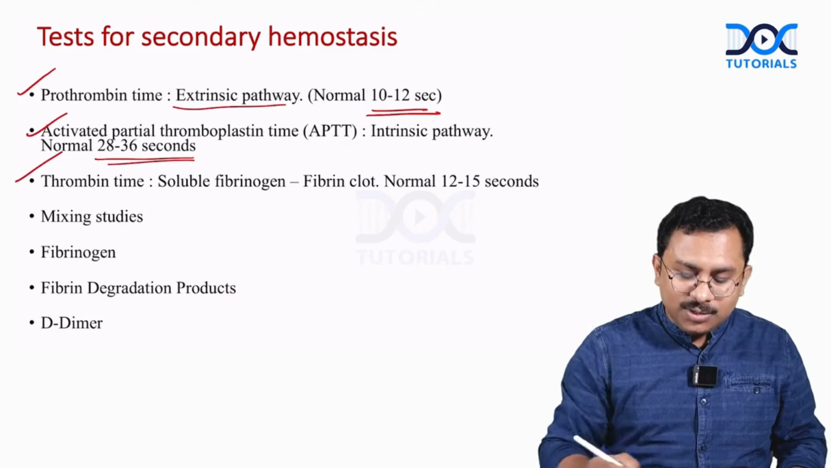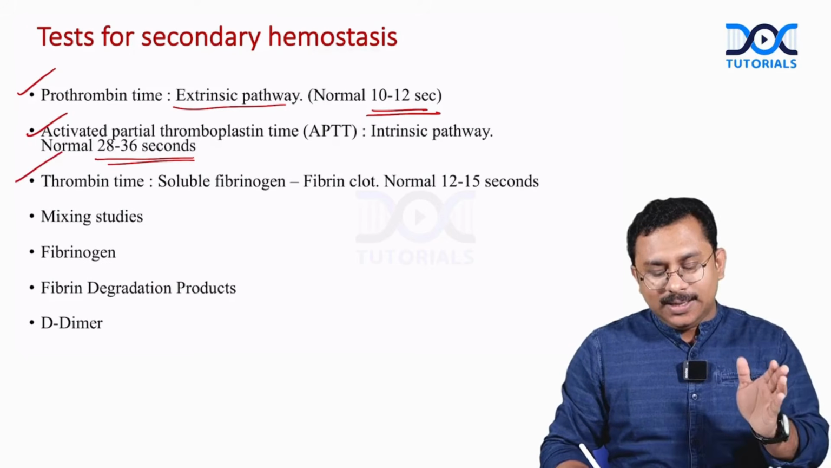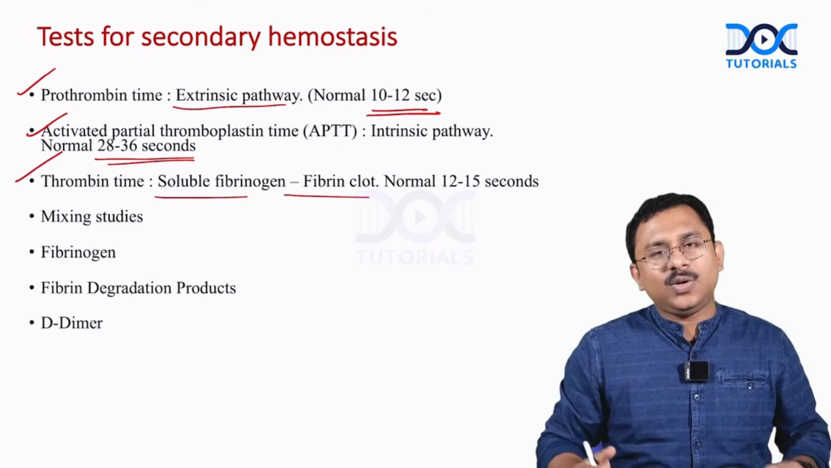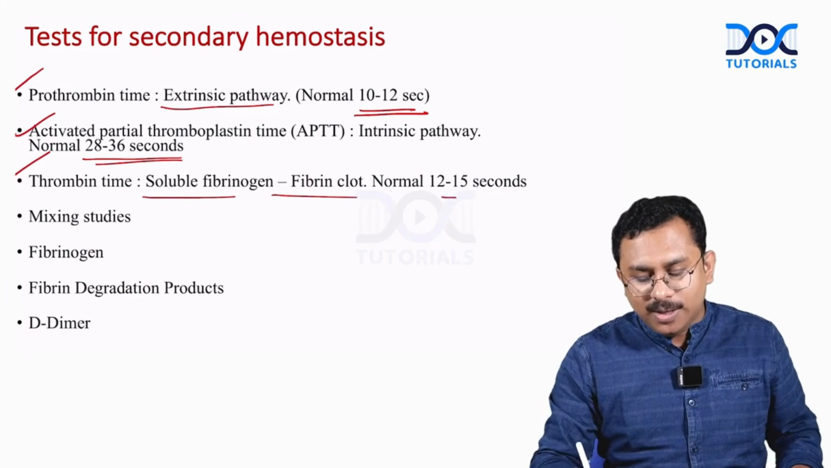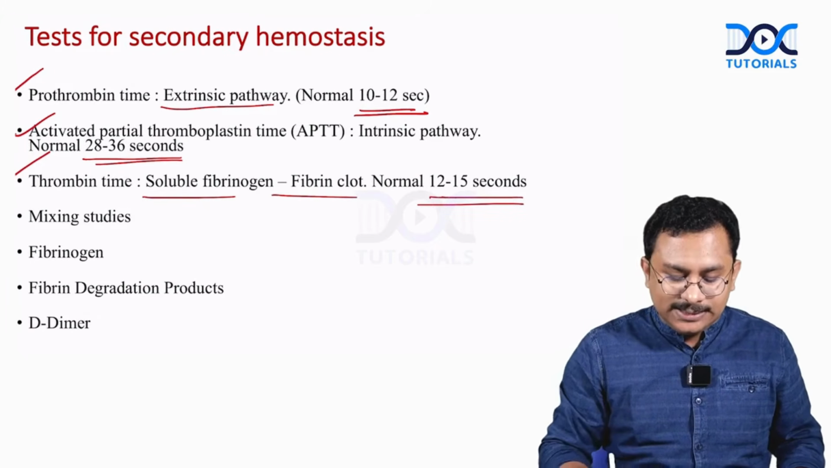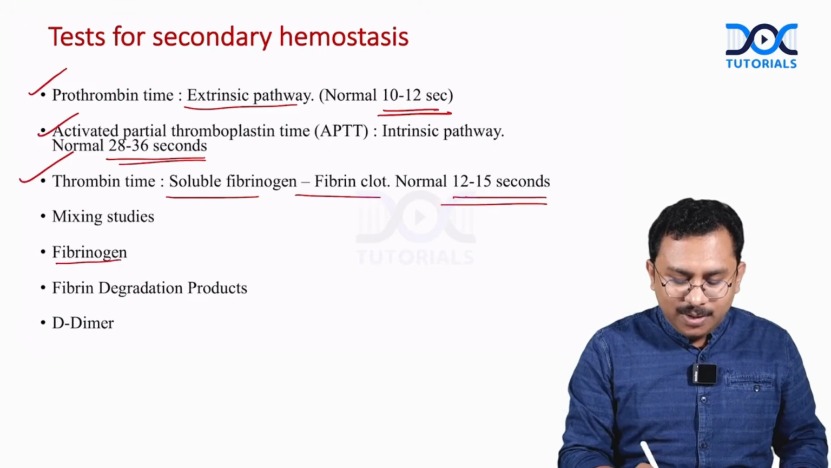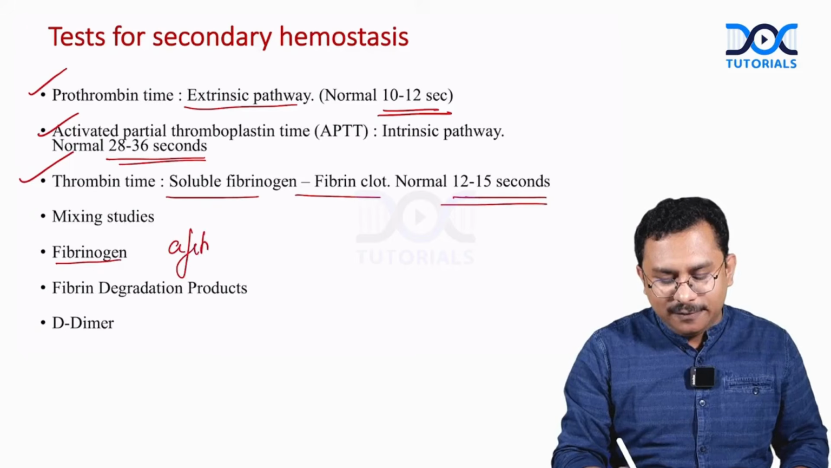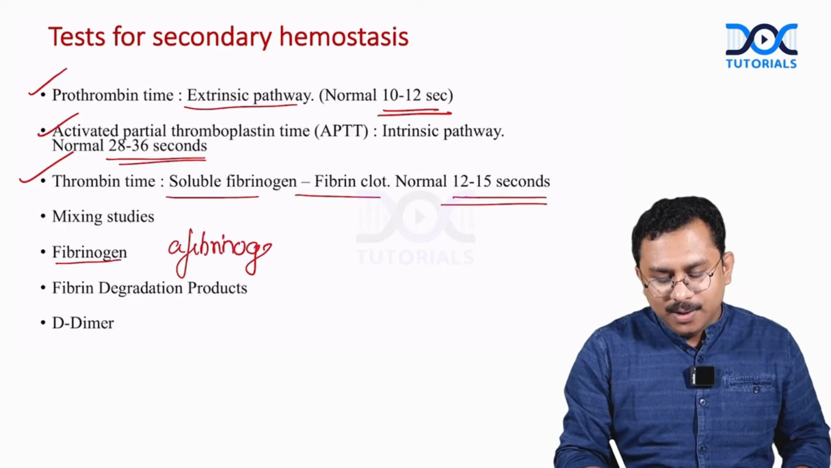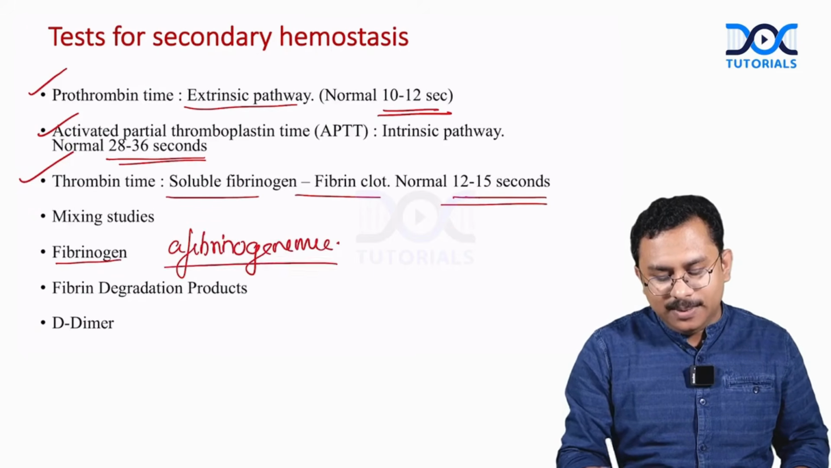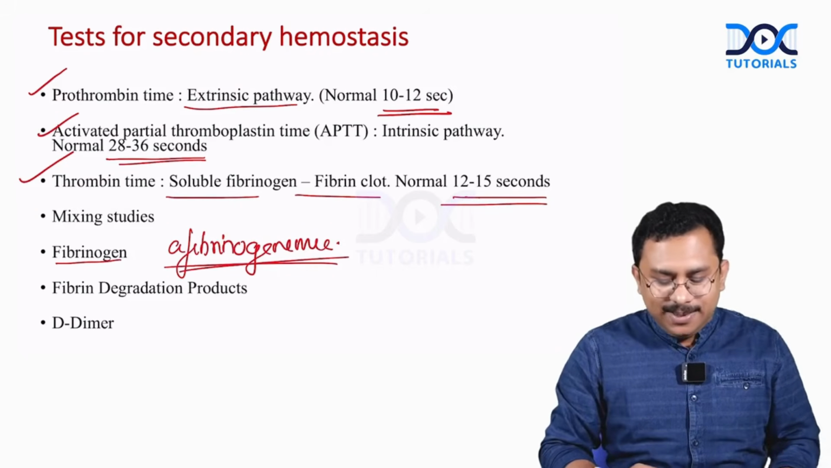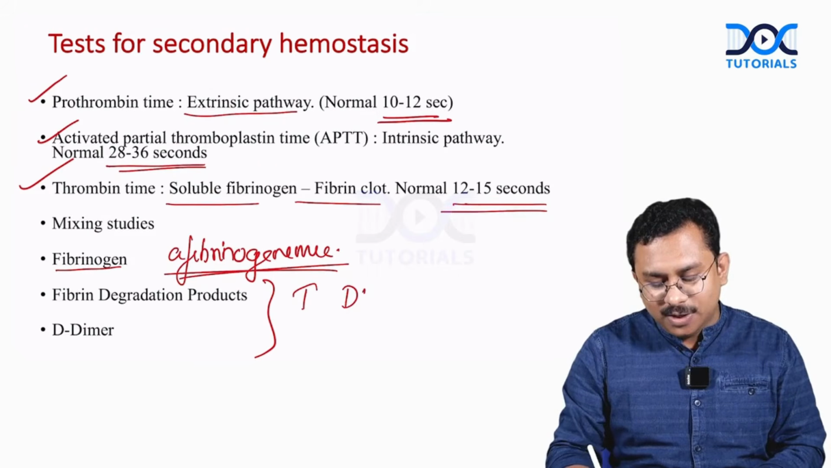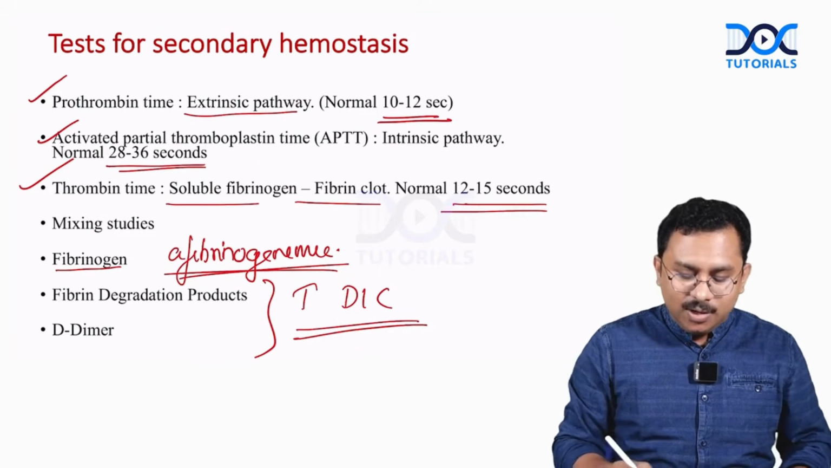So then you have got the thrombin time, which is the time taken for the soluble fibrinogen to be converted to the insoluble fibrin clot. The normal one is 12 to 15 seconds. Then you've got fibrinogen levels, which will be decreased in certain conditions like afibrinogenemia, which can be a disorder of secondary hemostasis. The fibrin degradation products and D-dimer will be increased in case of disseminated intravascular coagulation.